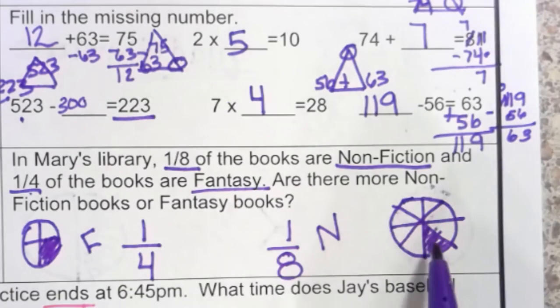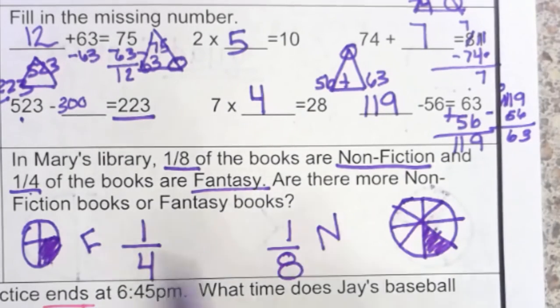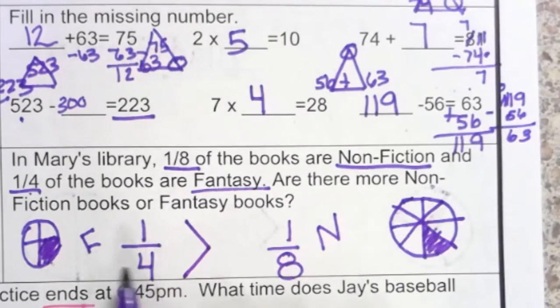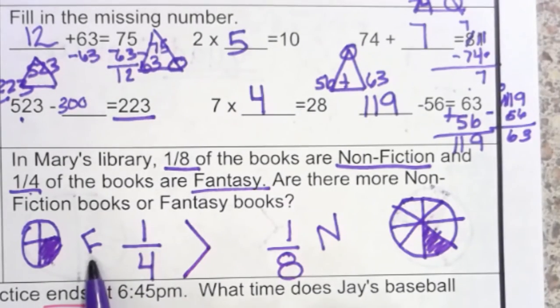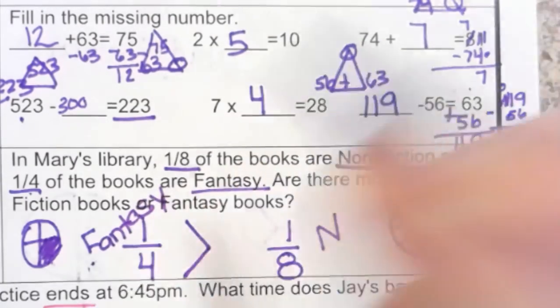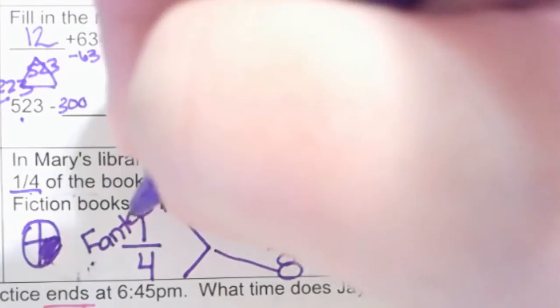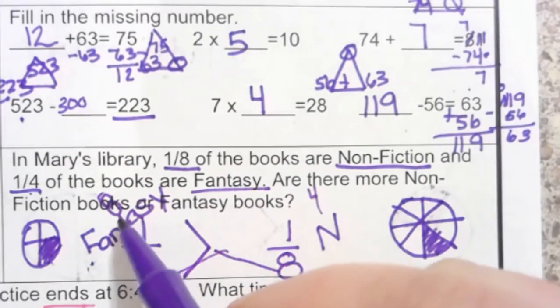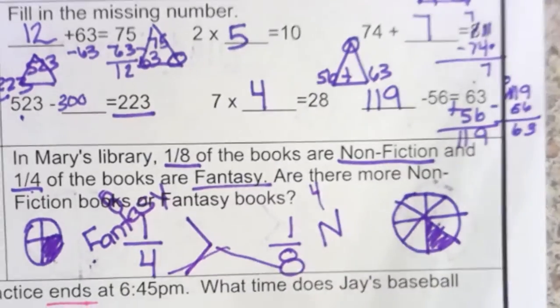Who got more? You want to share with 4 people, or would you rather share with 8 people? My piece is bigger if I share with 4. I do like pizza, Miss Val. So I'm going to want this one. That means that 1/4 is greater than 1/8, which means that fantasy is more. Fantasy. Now, we could have also cross multiplied. 8 times 1 is 8, and 4 times 1 is 4. 8 is still bigger than 4. Okay? Okay, I believe that.